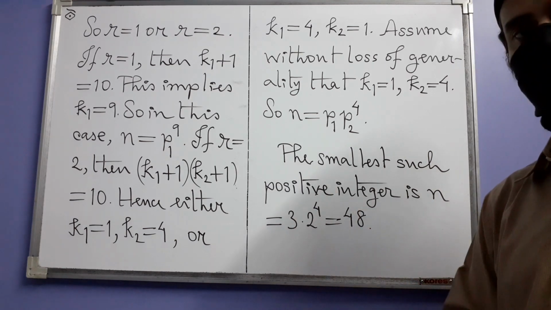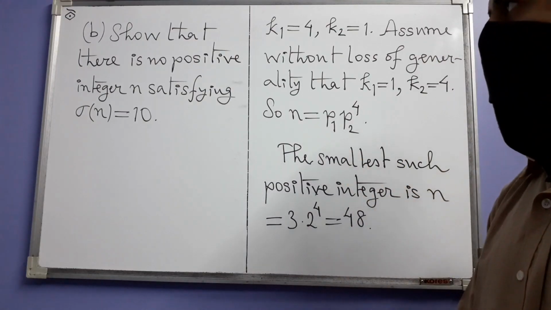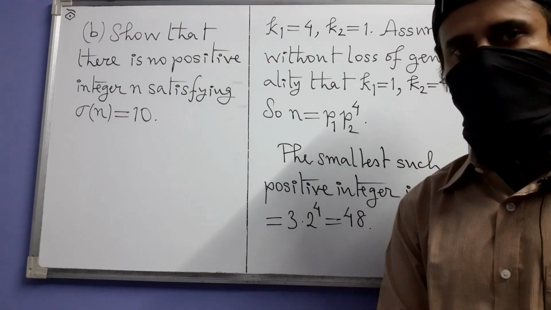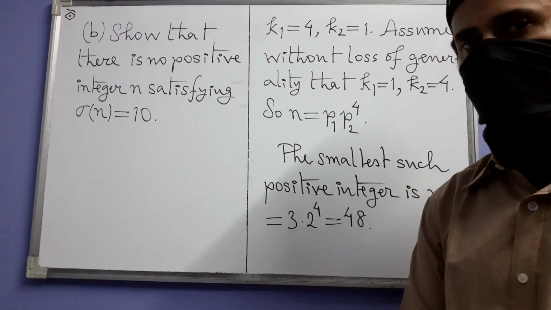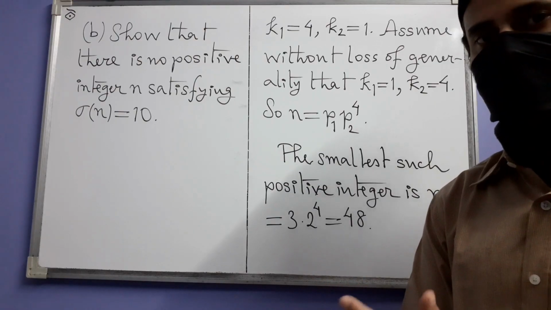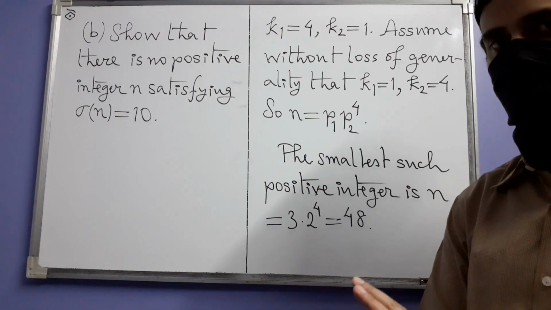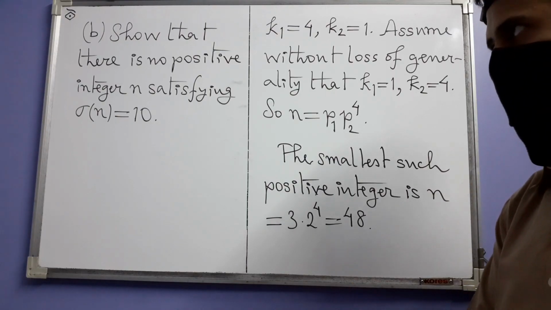Next, let's see part B. So this is part B. Show that there is no positive integer n satisfying sigma of n equal to 10. It's a bit strange that no n has sigma value equal to 10. The sum of positive divisors is never 10 for any integer n. So let's solve it.